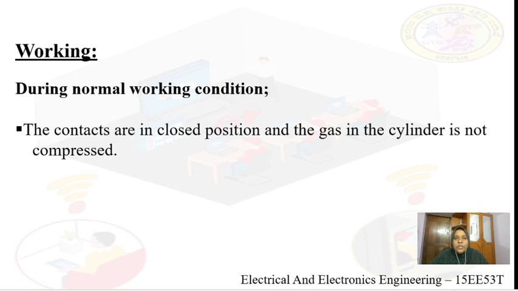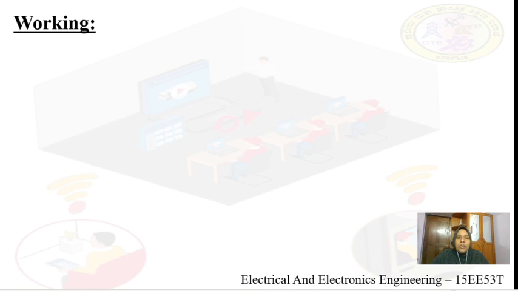There is absolutely no change in its working. So contacts are closed, they carry the normal current, and the gas inside the cylinder, which gas? SF6 gas inside the cylinder is not compressed. But what happens to this when the fault occurs?